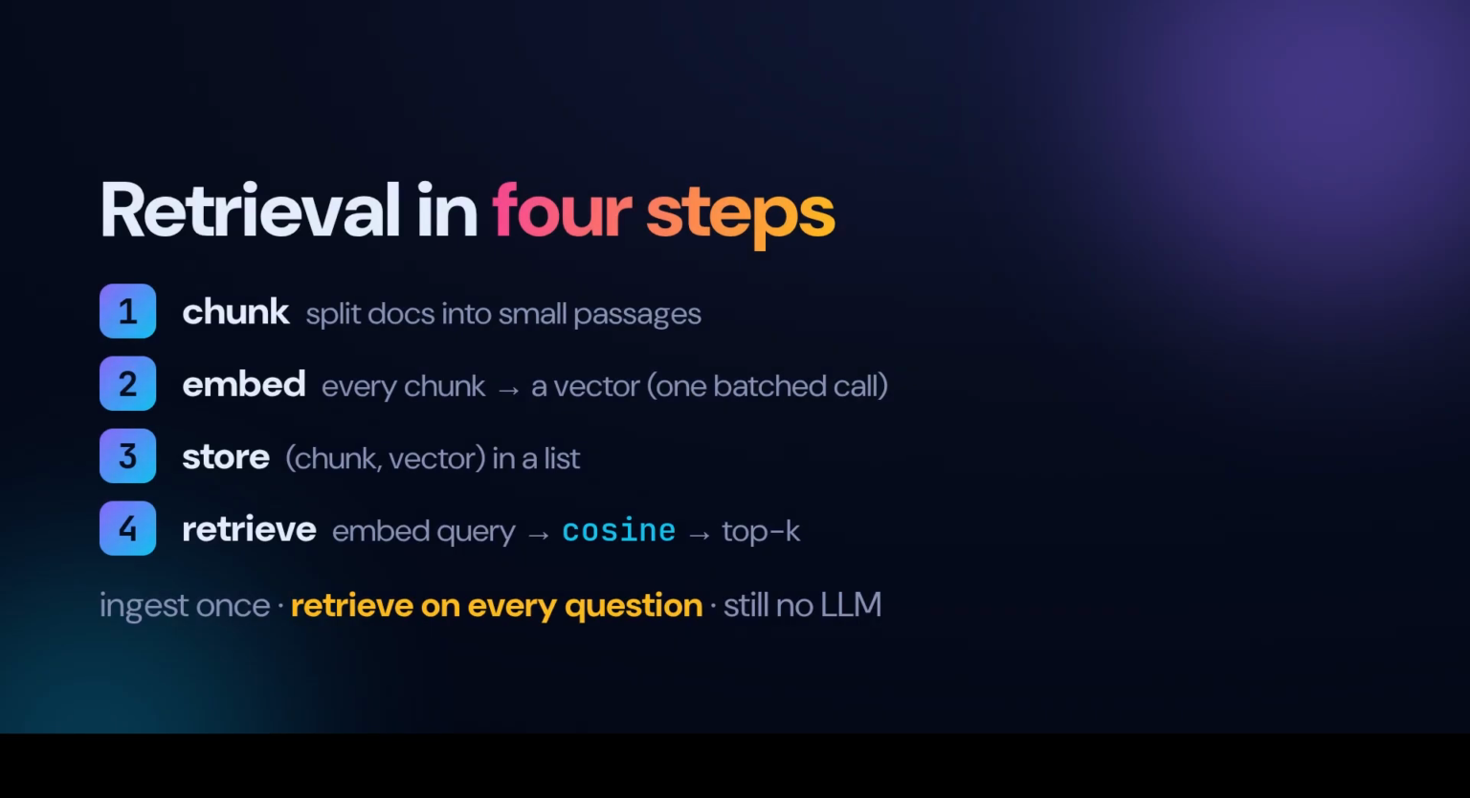The pipeline is 4 steps, and you already have most of the pieces. 1. Chunk. Split each document into small passages, because a whole document is too big and too blurry to embed well. 2. Embed. Turn every chunk into a vector with one batch call to our gateway. 3. Store. Keep each chunk next to its vector. A plain list is a perfectly good vector store to start with. 4. Retrieve. Embed the question, score every chunk with cosine similarity, and take the top few. Ingest once, then retrieve on every question.